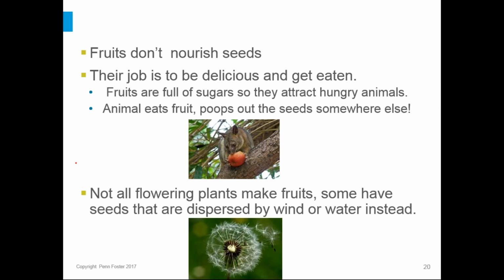And not all flowering plants make fruit. Some have other ways for seed dispersal. They have seeds that are dispersed by the wind or water instead.